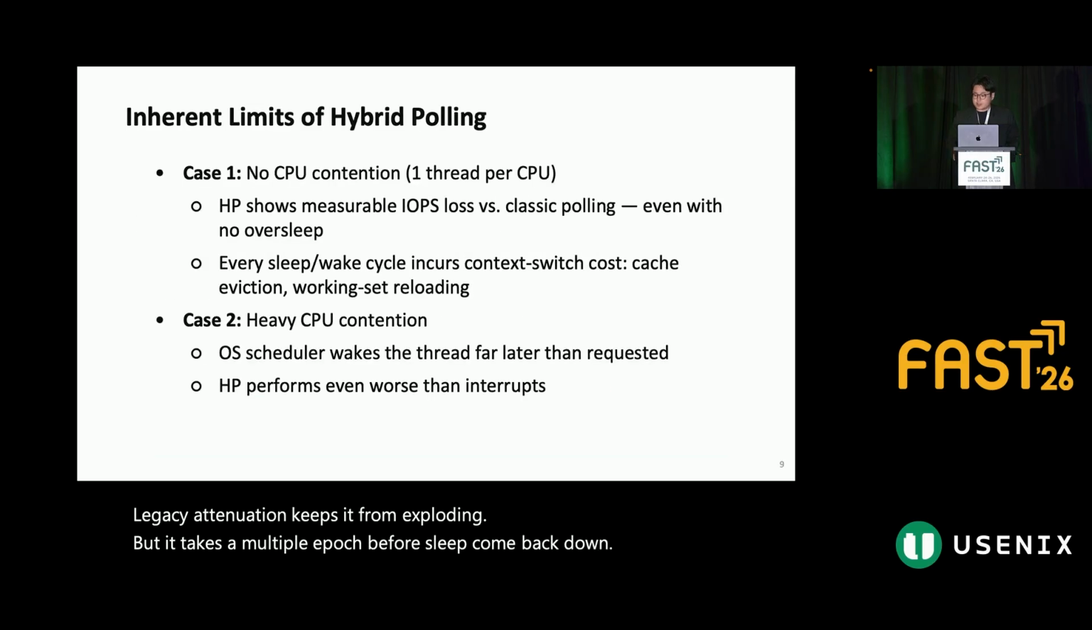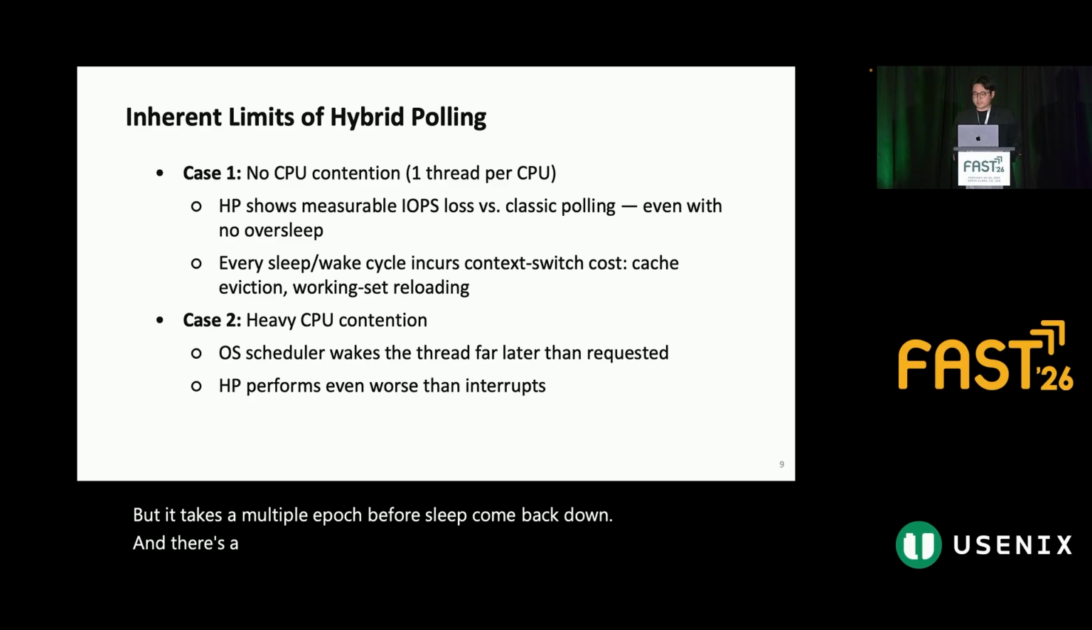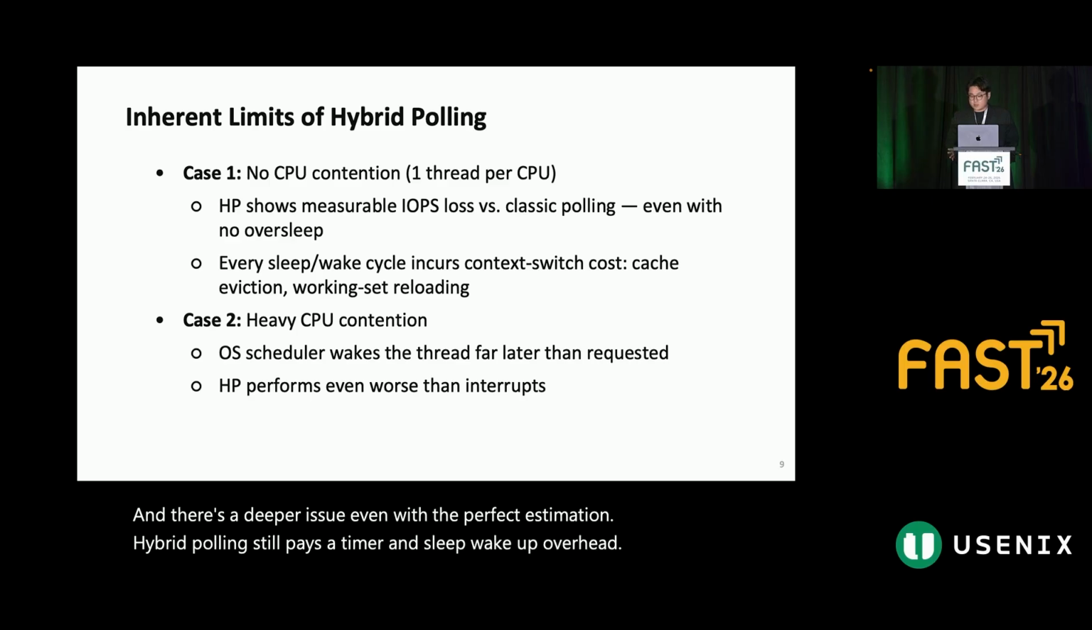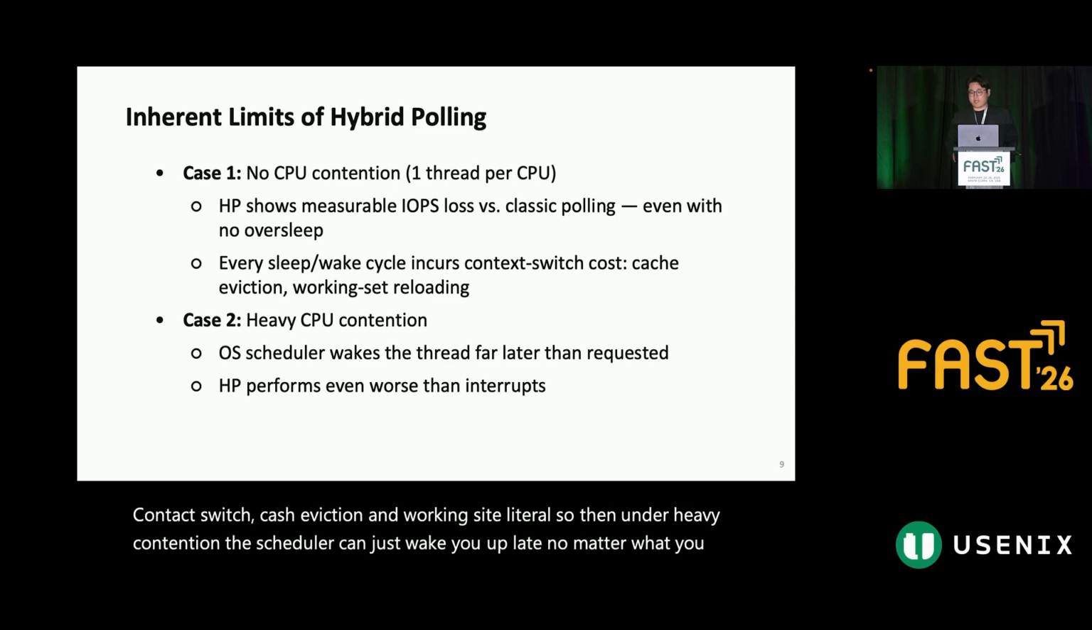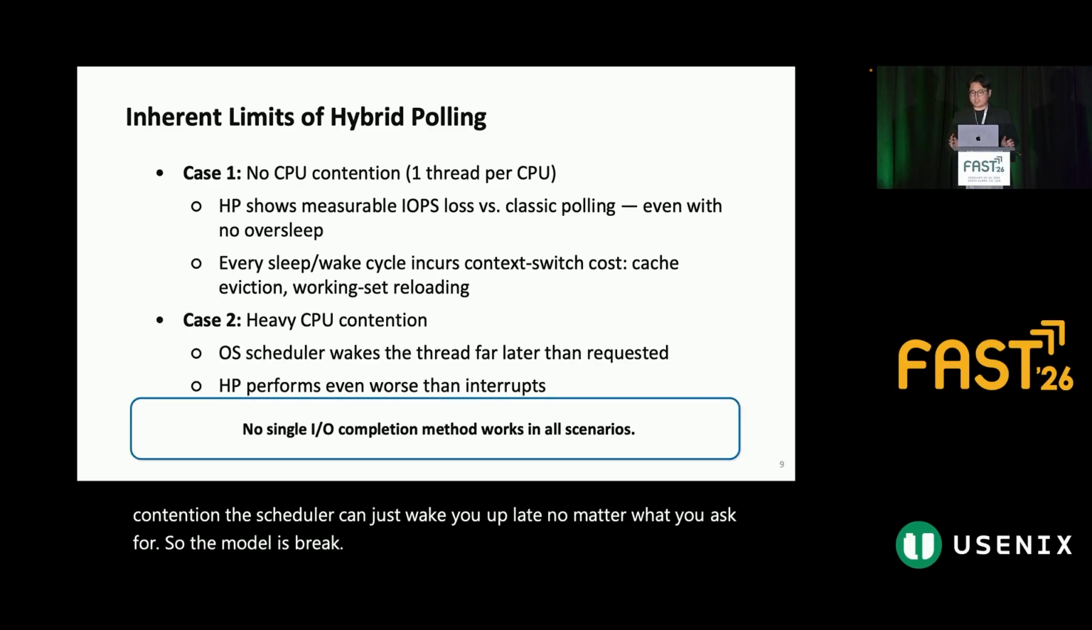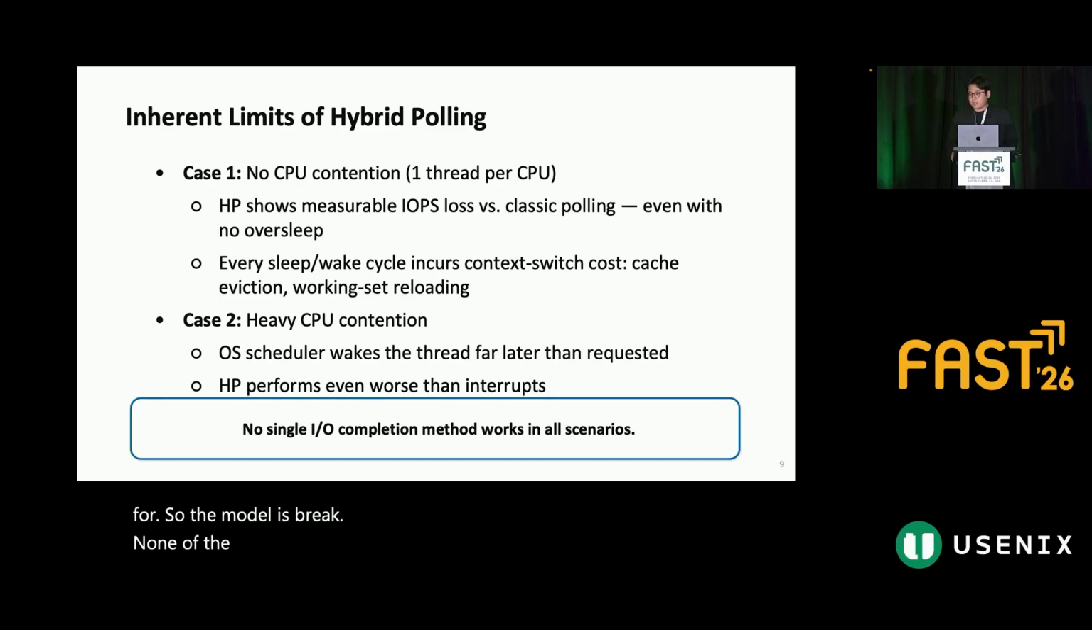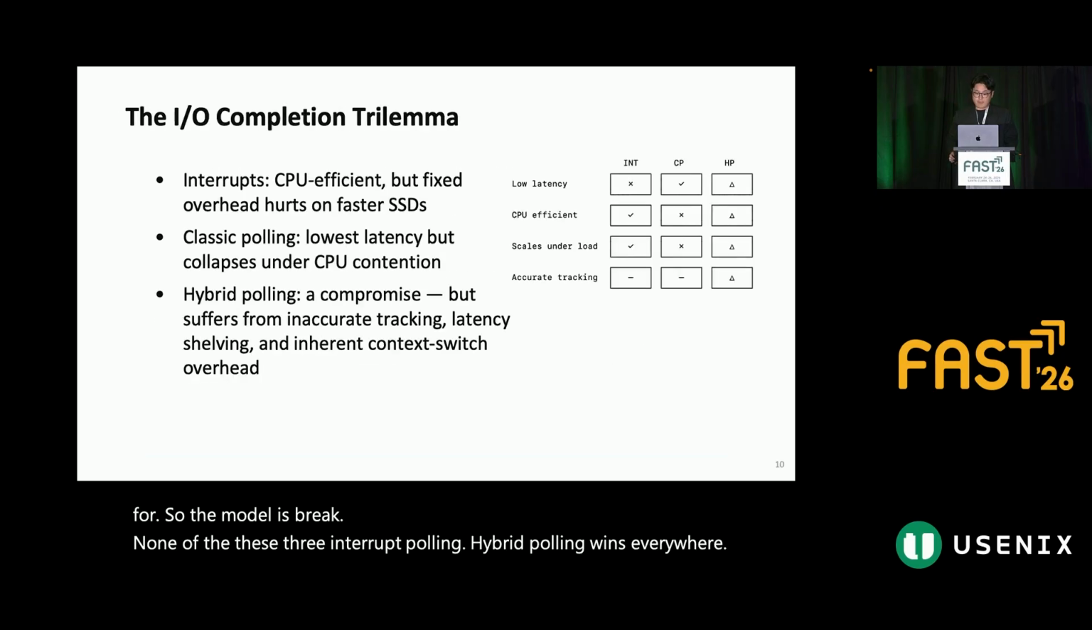And there's a deeper issue. Even with perfect estimation, hybrid polling still pays timer and sleep wake-up overhead: context switch, cache eviction, and working set reload. Under heavy contention, the scheduler can just wake you up late, no matter what you ask for. So the model breaks. None of these 3, interrupt, polling, hybrid polling, wins everywhere. That's the I/O completion method trilemma.